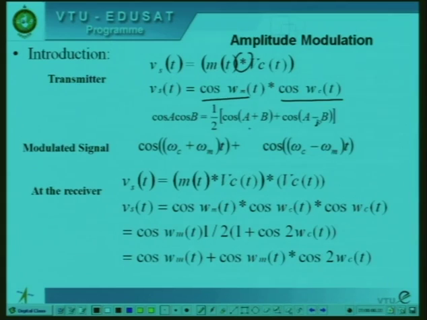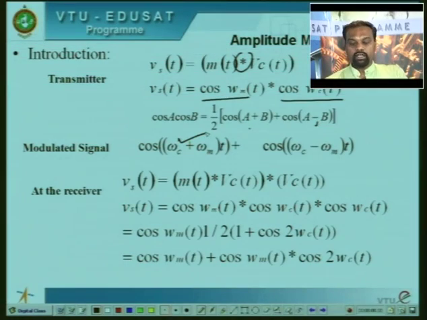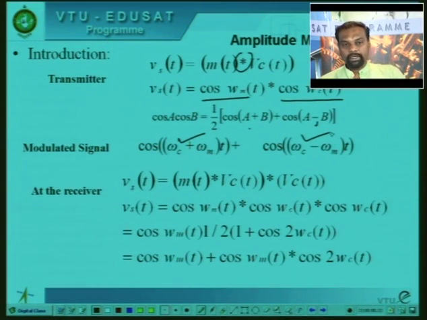That means two terms are generated after the multiplication process. The two terms are omega c plus omega m, and omega c minus omega m. So because of the multiplication, when you multiply m of t with Vc of t, you are able to generate two signals, omega c plus omega m and omega c minus omega m. Now if you take omega c plus omega m and omega c minus omega m, we know that omega m is low frequency, omega c is high frequency.